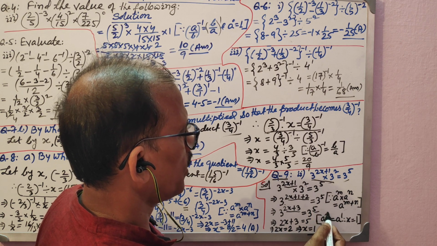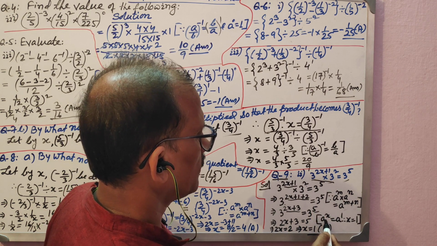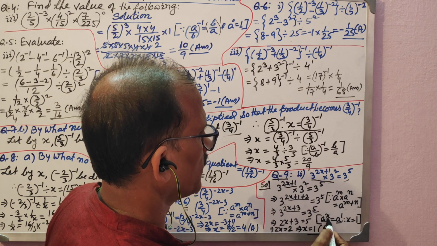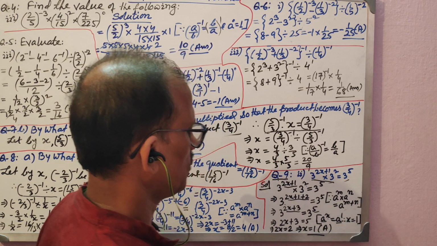Why? If a to the power x is equal to a to the power 1, then see, bases are same, both sides a terms, so power also will be equal. x will be equal to 1. That is what you have done.